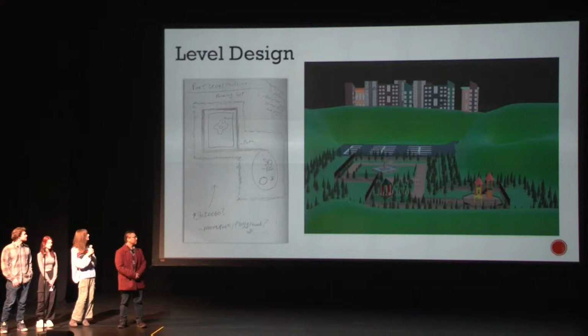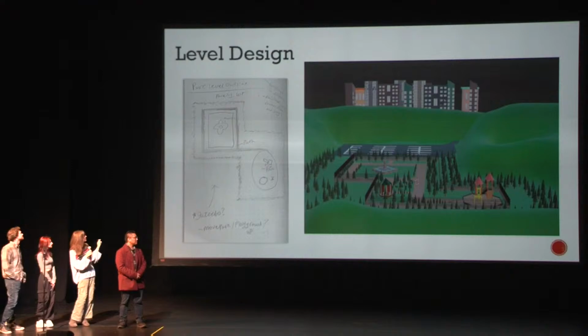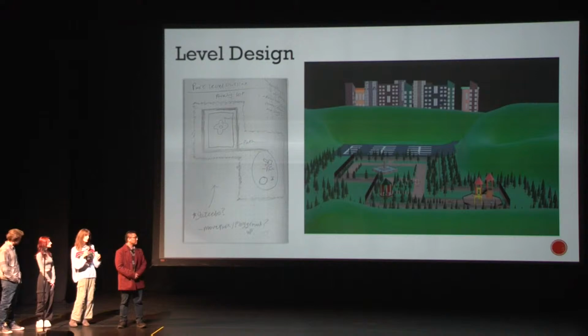And then here was the other level, which is the park level. The rough sketches are on the left. I changed it a little bit by adding the gazebo in the bottom left, and I also added a whole park, as well as a city background to make it feel like you're going from the city level to the park, so you can notice that while you're playing the game.